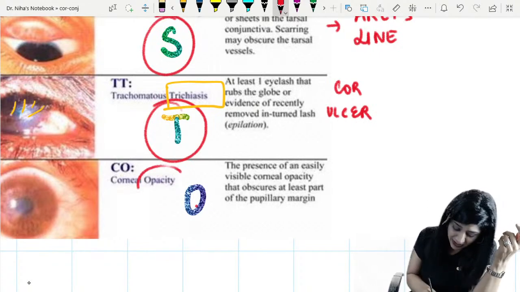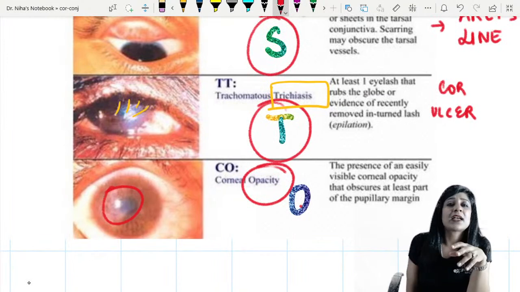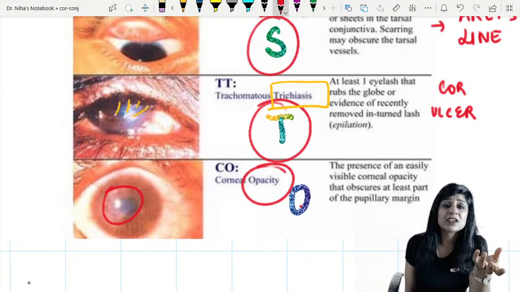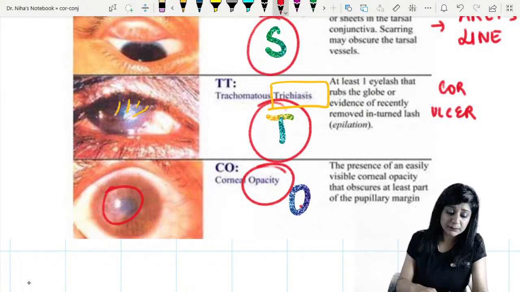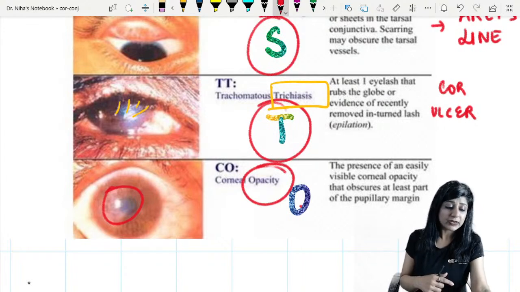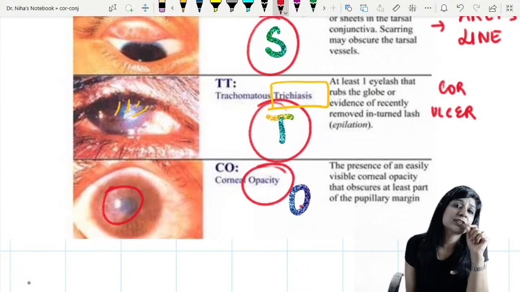And finally we have opacity. Opacity is there, and due to the opacity it can cause blindness. So what is the reason why it is considered to be an infectious cause which is responsible for the blindness? It is actually this corneal opacity only which is responsible for the diminution of vision.